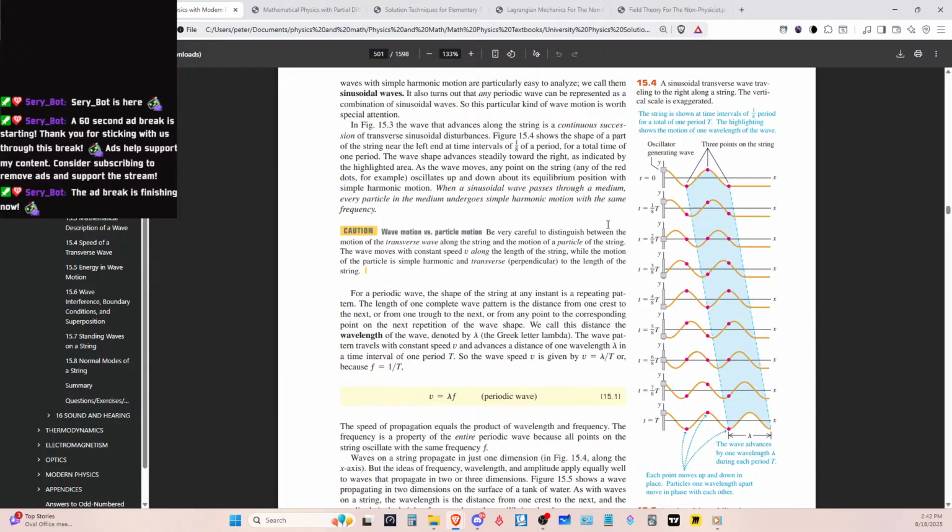Let's see what the figure talks about here. A sinusoidal transverse wave traveling to the right along a string. The vertical scale is exaggerated. The string is shown at time intervals of 1/8 period for a total of 1 period. The highlighted part shows the motion of one wavelength of the wave. Let's see, 3 points on the string.